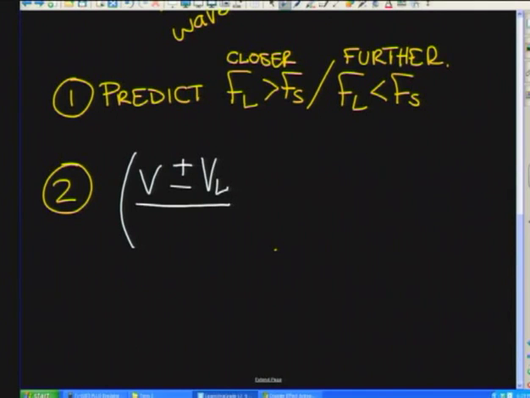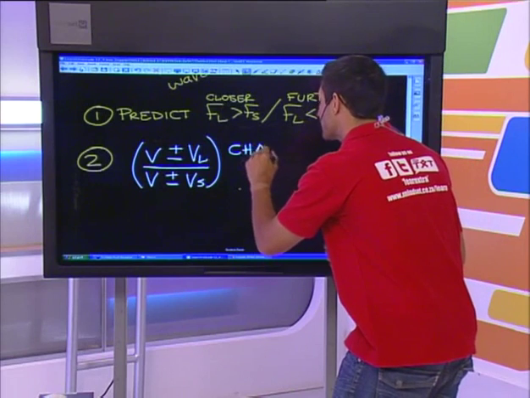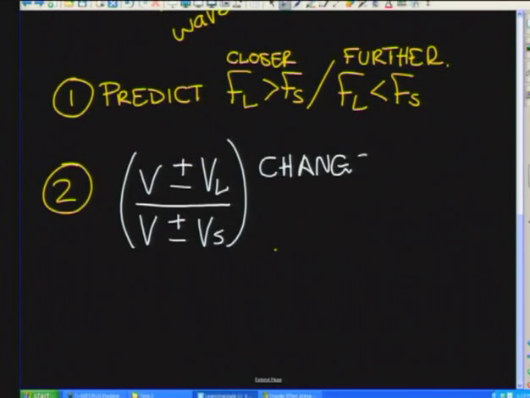Velocity of my listener, v plus or minus the velocity of my source. Now what I'm going to do is change the fraction to line up with my prediction. So we need to change the fraction so that it makes sense in terms of my prediction. That might not seem like something that makes a lot of sense, but we're going to change the fraction to match my prediction.